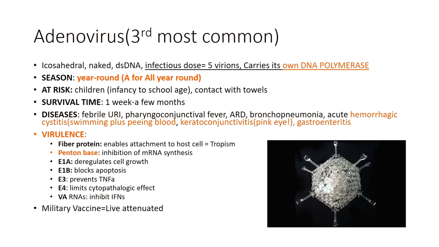Once it gets into the cell, it breaks open. The penton base goes and finds the mRNA of our host genome, or host mRNA for protein synthesis, and it blocks that from happening, or mRNA synthesis. The other virulence factors you can read, probably low yield as far as testing. Remember that we give a live attenuated vaccine. This is one of our very few live attenuated vaccines, for military personnel only.